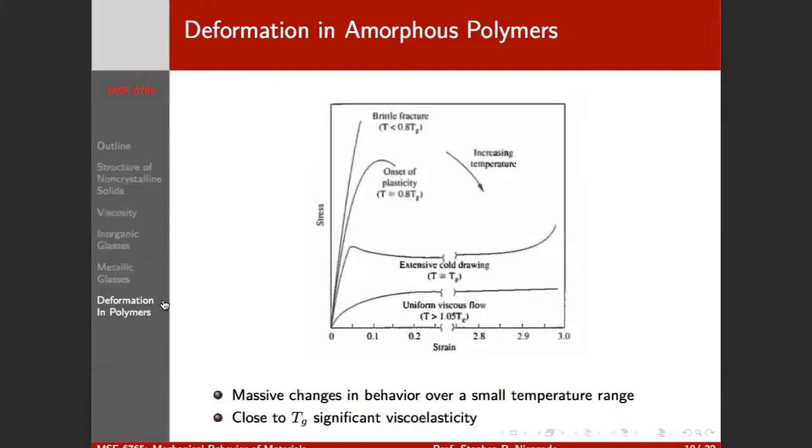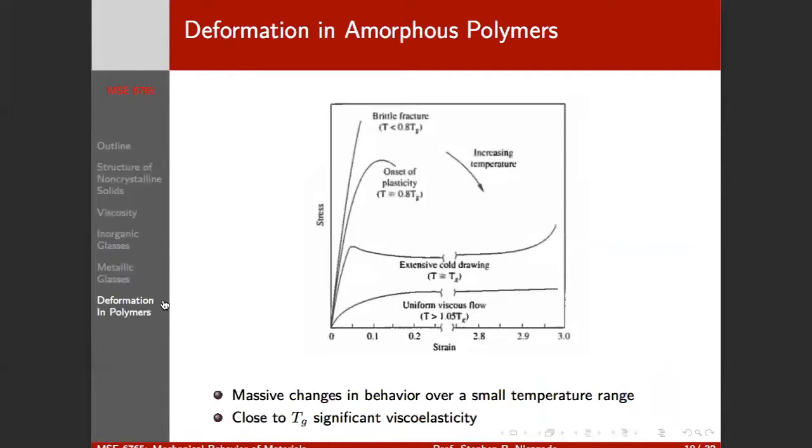In amorphous and semi-crystalline polymers, the picture is generally the same, except our free volume is different, right? Whereas in glasses and metallic glasses, we had the same bonding with respect to direction, in polymers, we have covalent bonding along the chain, but van der Waals, much weaker interaction between the chains. So this is the origin of shear thinning behavior.